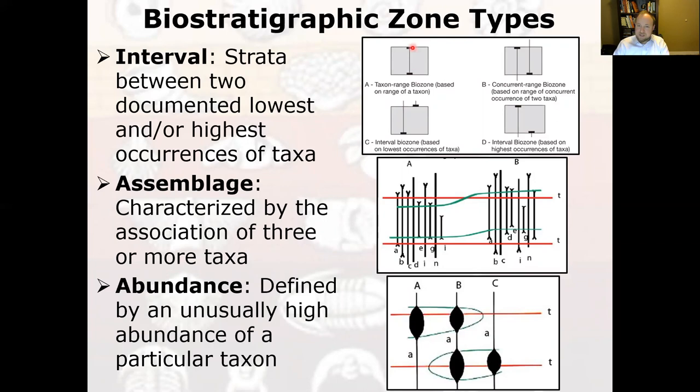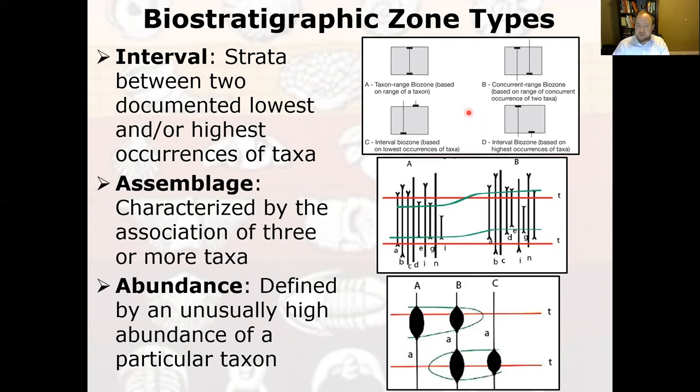disappears. You can also define it based on two, where it's from the time this one appears to the time that one disappears, or based on both first appearances, where it's the range between where this organism appears and then this organism appears, or you can do it by last appearance, where you define your zone based on when this organism disappears and then this one disappears too. And so there's a couple different ways of defining these intervals using one or two taxa.